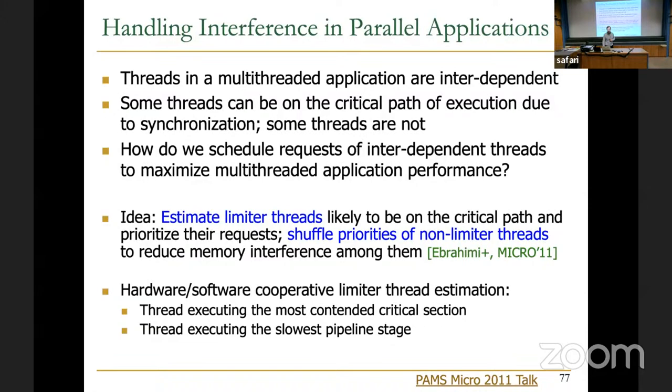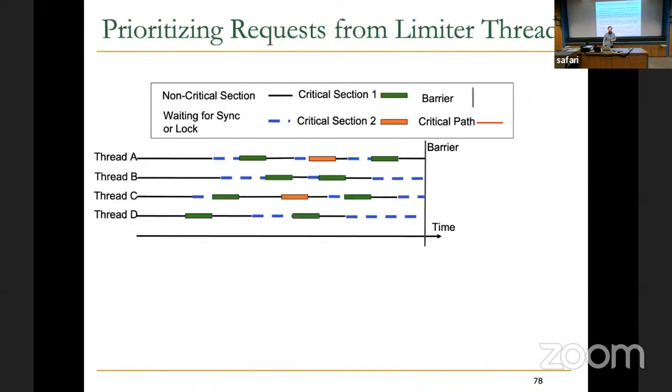We're going to switch kind of to computation from memory. Okay, so let's take a look at a picture, because these things are actually easiest understood pictorially, I think. If you look at this picture over here, we have four different threads. They're synchronizing using critical sections, locks, and also a barrier at the end. And you can see that there are two critical sections, the green one and the orange one. You can see that they cause waiting for synchronization or lock.